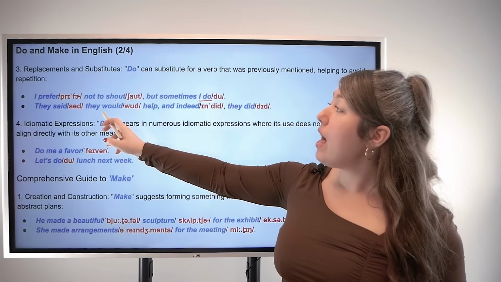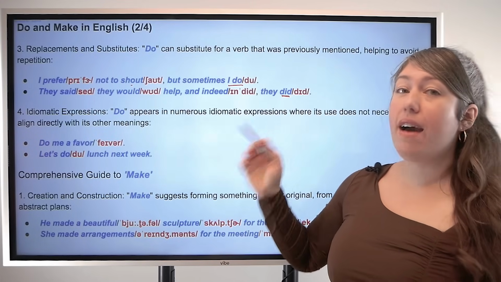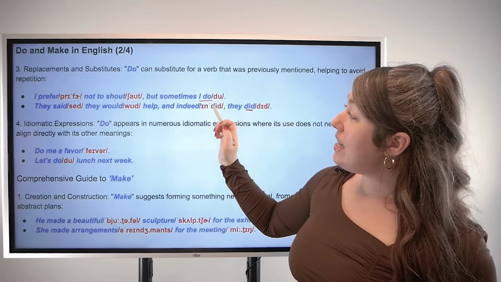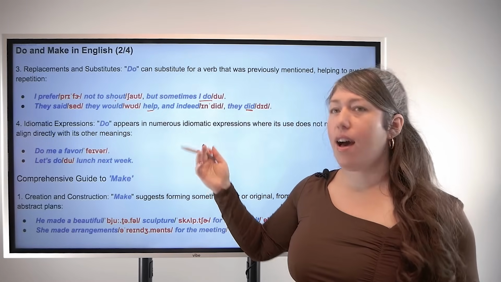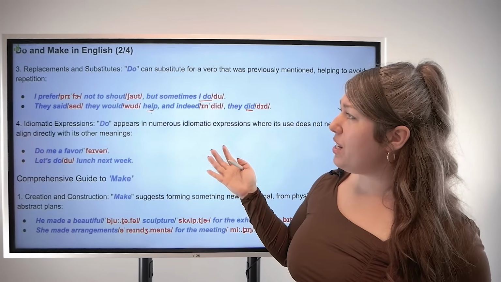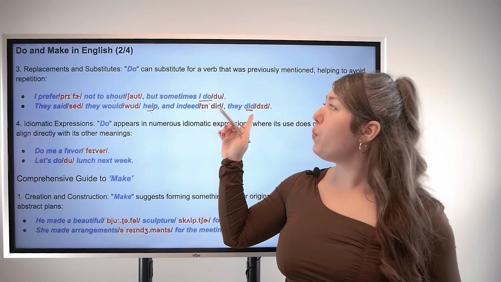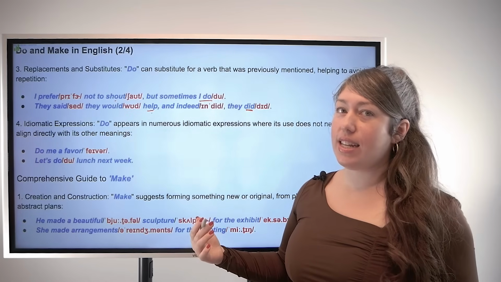Or, for example, they said they would help, and indeed they did. Here we have the past form of do, and they said they would help, and indeed they did. They did what? They did help, because it would sound strange to have this sentence read, they said they would help, and indeed they helped. So again, we use do instead of repeating the same part of the sentence.